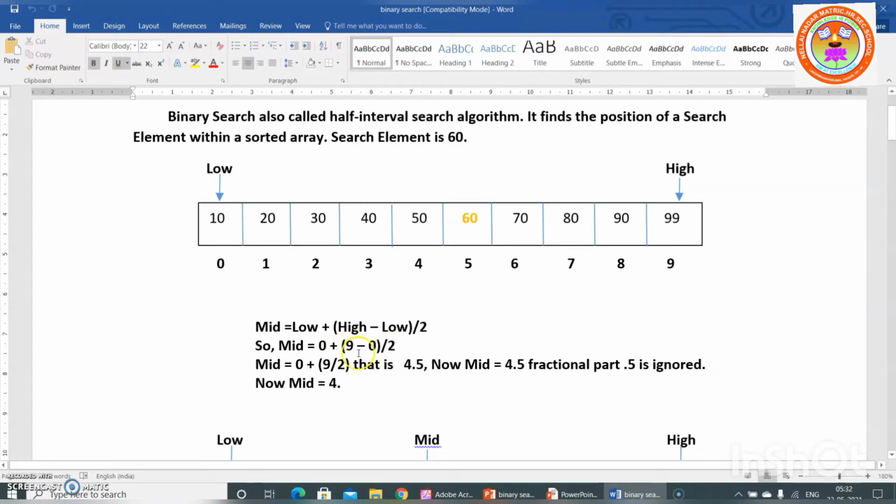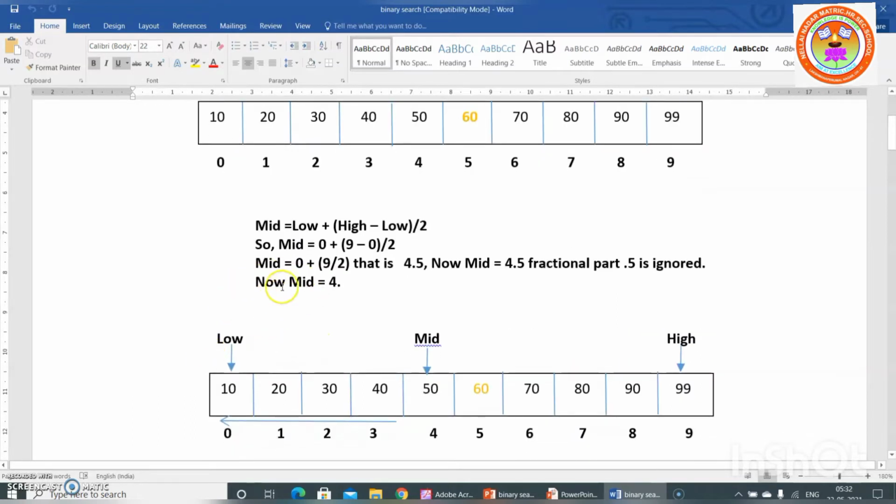Okay. 9 minus 0 is 9. 0 plus 9 by 2. 9 by 2 is 4.5. As you all know, we take only the integral part, not the decimal part. So we ignore the decimal part. We take only 4, not 0.5, right? So now the mid element is 4.